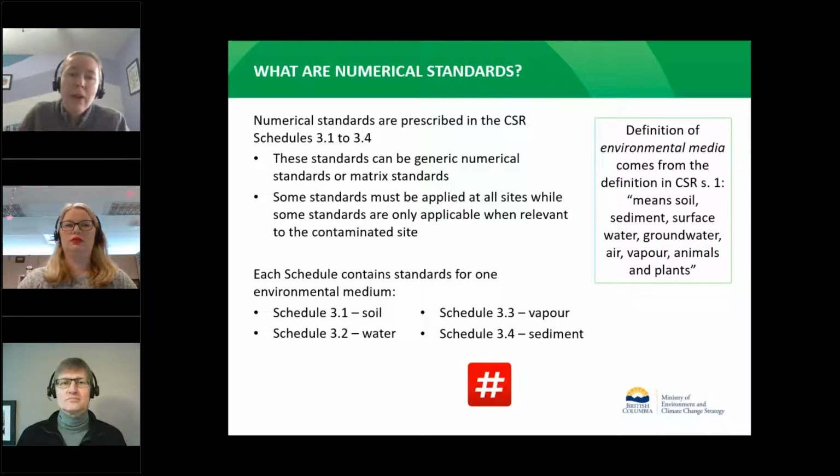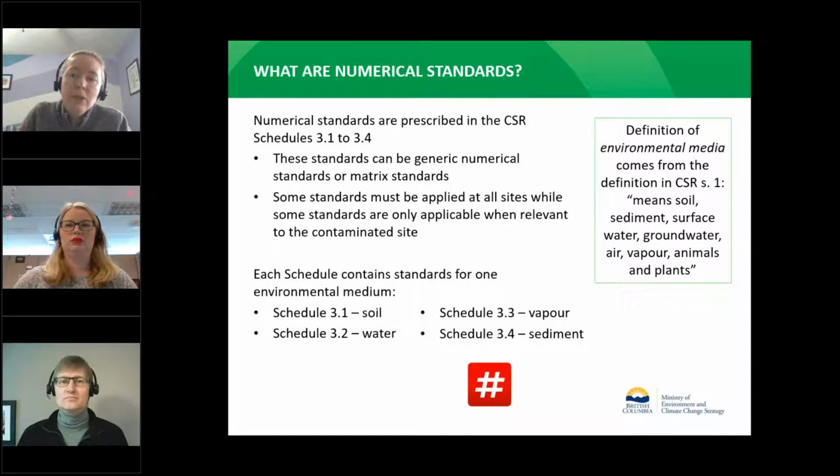Numerical standards are prescribed in the CSR Schedules 3.1 to 3.4. Numerical standards can be generic numerical standards, or they can be the more complex matrix standards. For example, Schedule 3.1, which describes soil standards, Part 1 contains matrix standards with 9 factors and 8 land uses, which inform the derivation of the substance concentrations contained in the CSR. Schedule 3.1 Part 2 is different from the complex matrix standards in Part 1, as it contains generic numerical standards that describe 1 factor to protect human health and substance concentrations for 8 land uses.